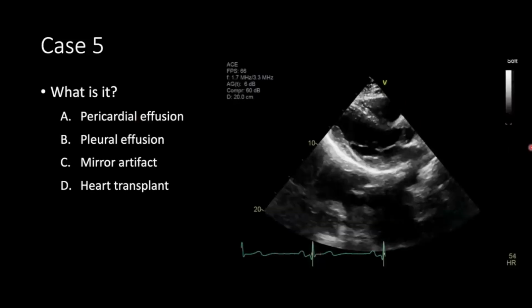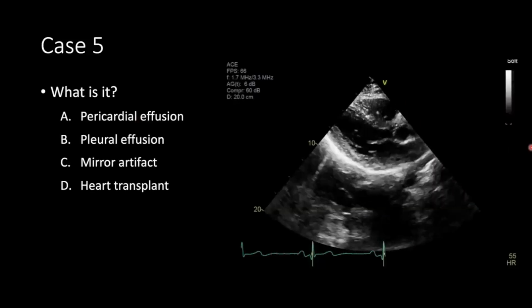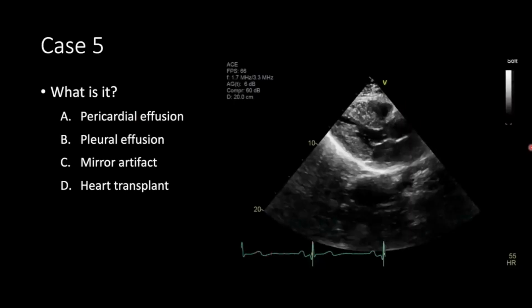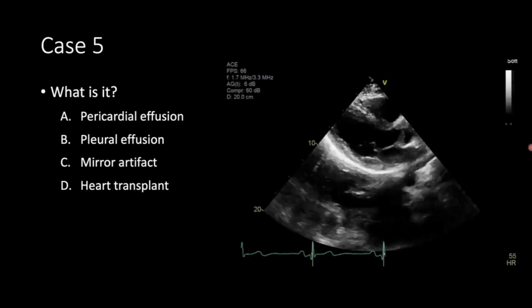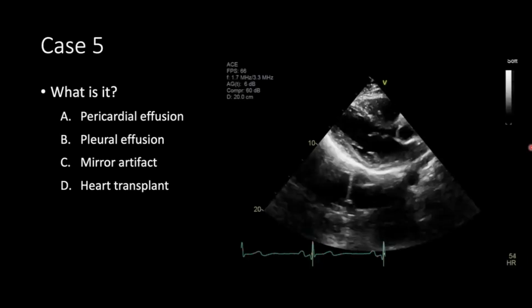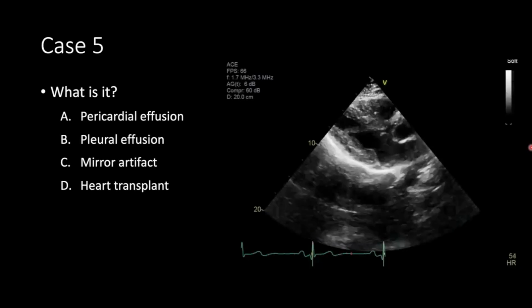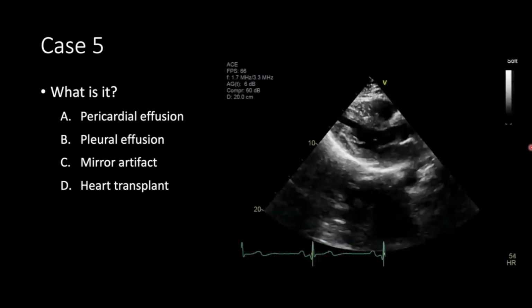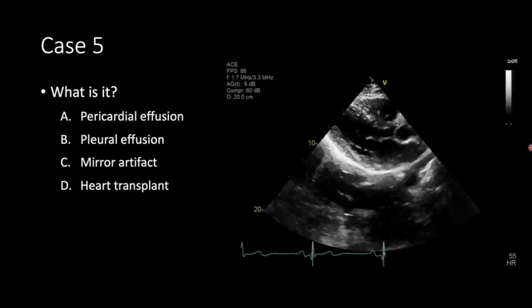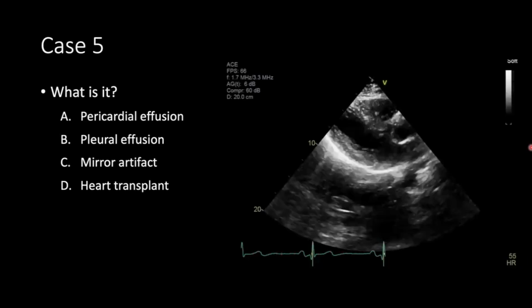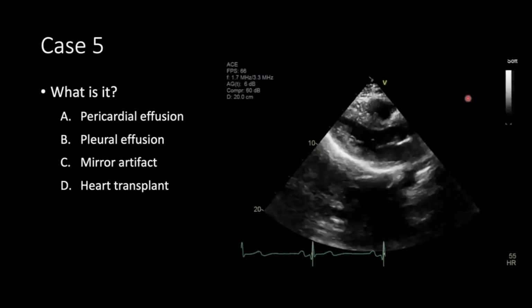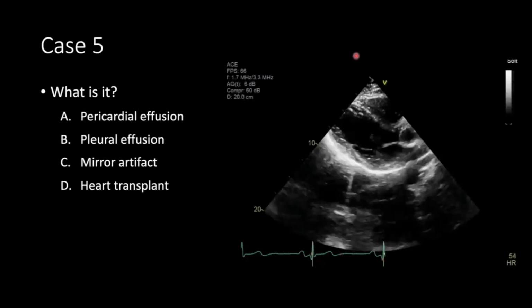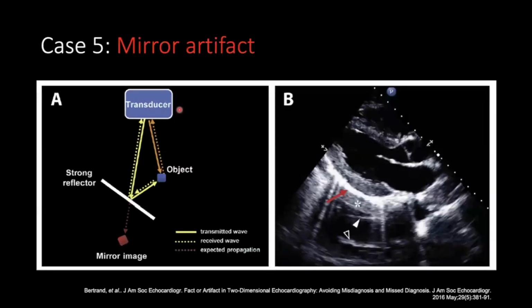So is this a pericardial effusion? Is it a pleural effusion? Is it a mirror artifact? Or is it actually a patient with two hearts or a heart transplant? Two hearts. Two hearts. I guess if everyone said it was an artifact, it's a pretty easy question, but we'll talk a little bit about the mechanism. So this is a mirror artifact. It's actually pretty common to see.